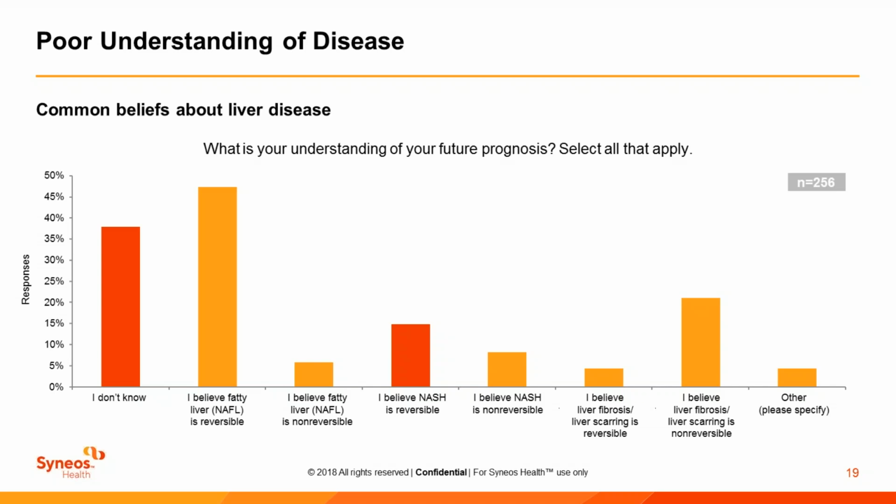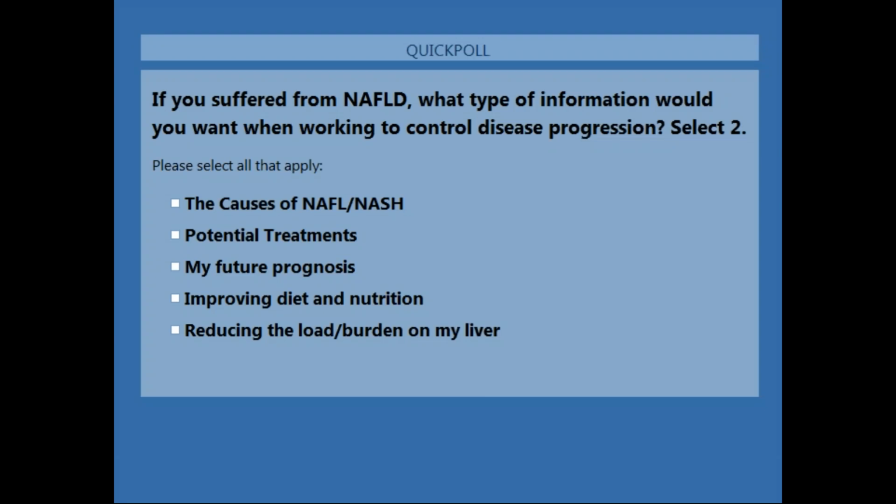Now we're going to launch another poll question for you. This is our final poll question for today's webinar. And just as with the first, audience members can select 2 options when they're voting. This question is, if you suffered from NAFLD, what type of information would you want when working to control disease progression? There are 5 possible responses here.